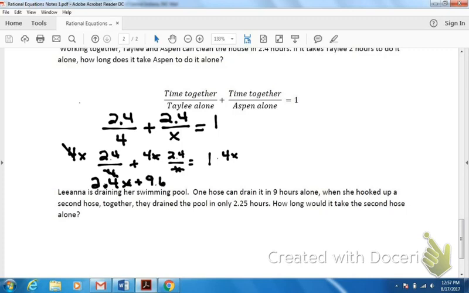9.6. And then 1 times 4x is 4x. Okay, do we know how to solve a problem like that? Yes, it's a little different setup, but we do know how to solve that. So I'm coming up here to the top. I'm just going to write, I have 2.4x plus 9.6 equals that 4x. I got to get those x's on the same side. So we're going to subtract 2.4x, right? So that's 1.6x.